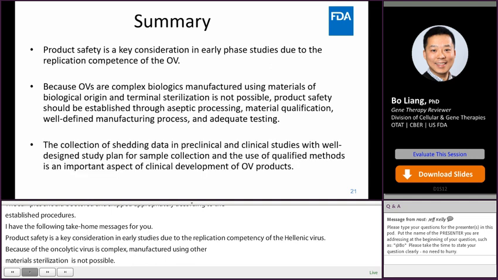The collection of shedding data in preclinical and clinical studies with a well-designed study plan for sample collection and the use of qualified methods is an important aspect of clinical development for oncolytic viral products.